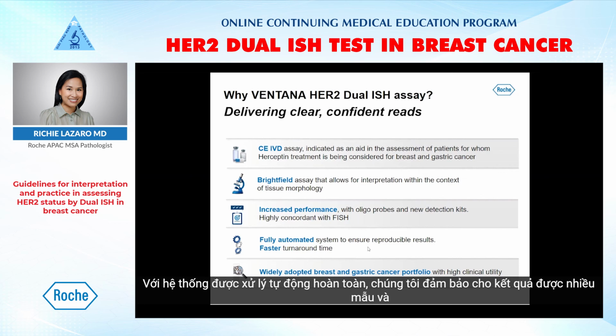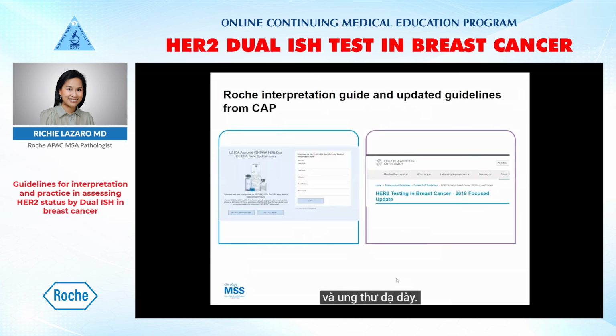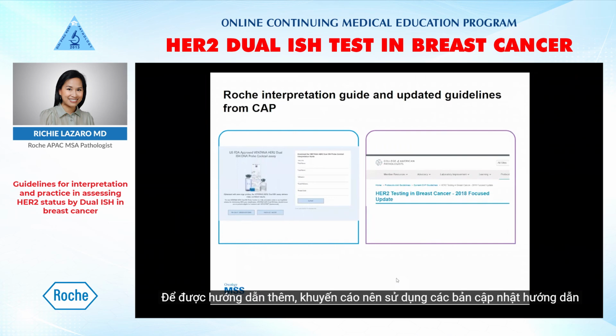With full automation processing, we ensure reproducible results and a faster turnaround time to complete a widely adopted breast cancer and gastric cancer portfolio. For further guidance, it is highly recommended to use the updated ASCO-CAP guidelines for HER2 evaluation as reference.